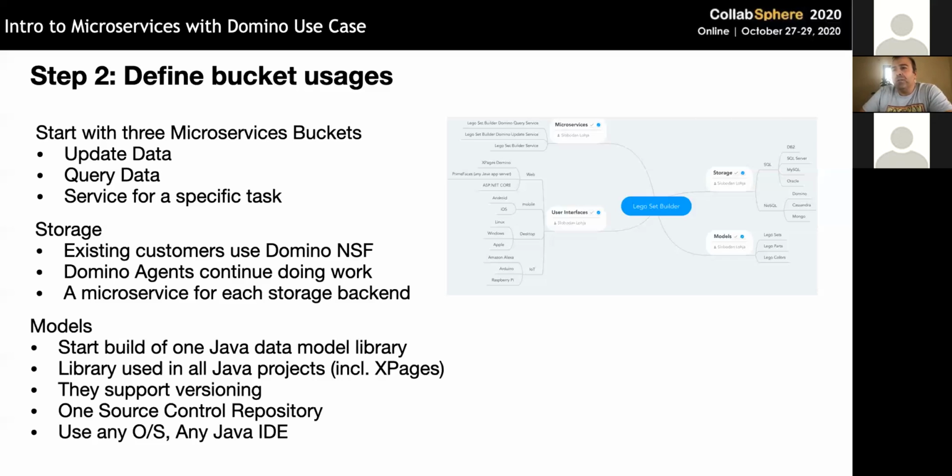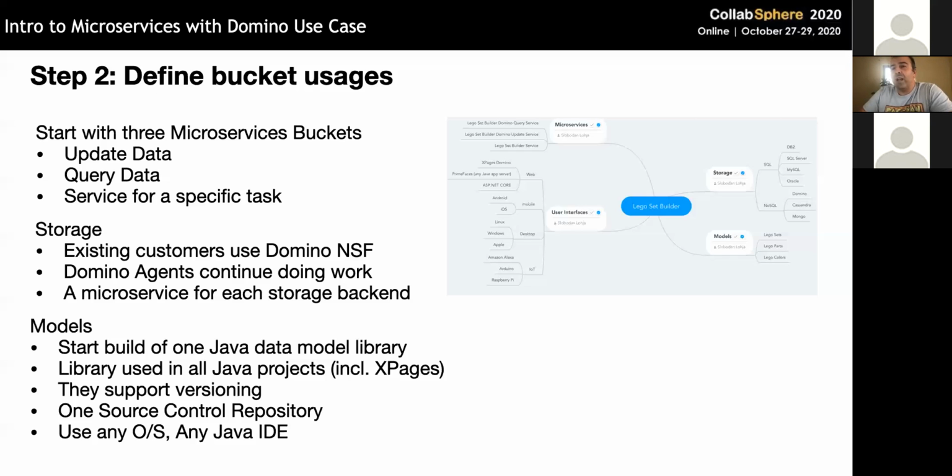Your models, once you start taking your business logic away from formulas, from JavaScript, you start building your models, and all your models can then be shared across all your Java projects, including XPages. So your XPages will leverage and work with those data models just as the Android will, and just as Arduino or Raspberry Pi will, or Amazon Alexa, Salesforce.